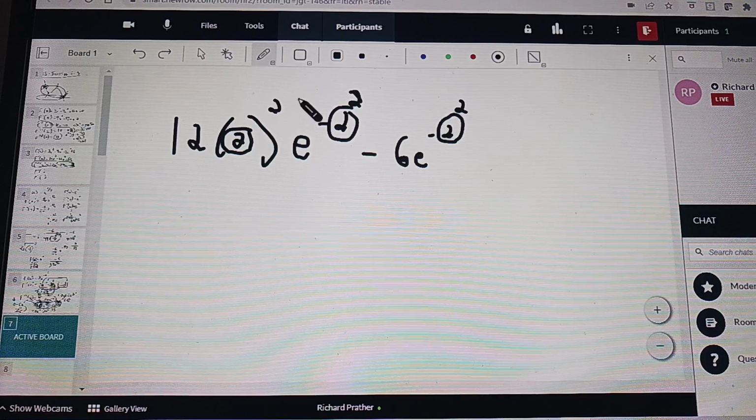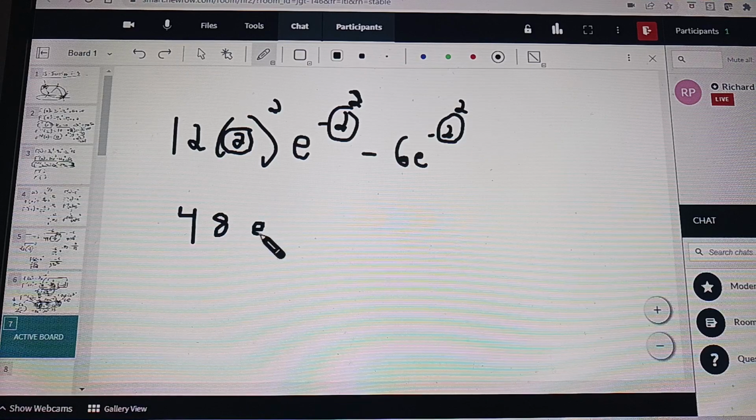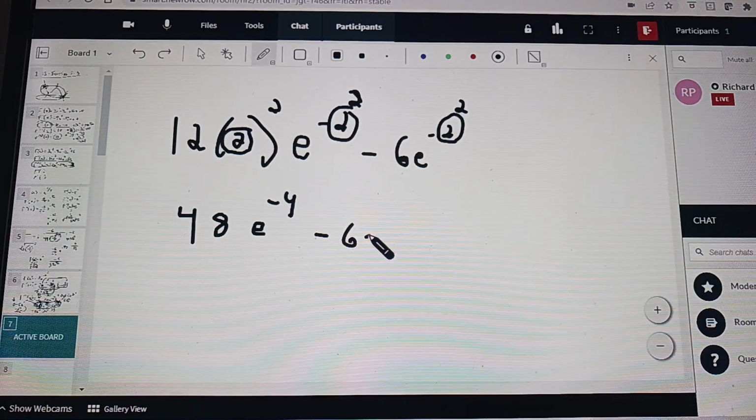So 2 squared here is 4. 4 times 12 is 48. This is just literally negative 4 right there. Notice that the negative is still there. The negative is not part of the exponent. Only the 2 gets squared. It's not negative 2 squared. It's the opposite of 2 squared. And then this would be another negative 4 right there.